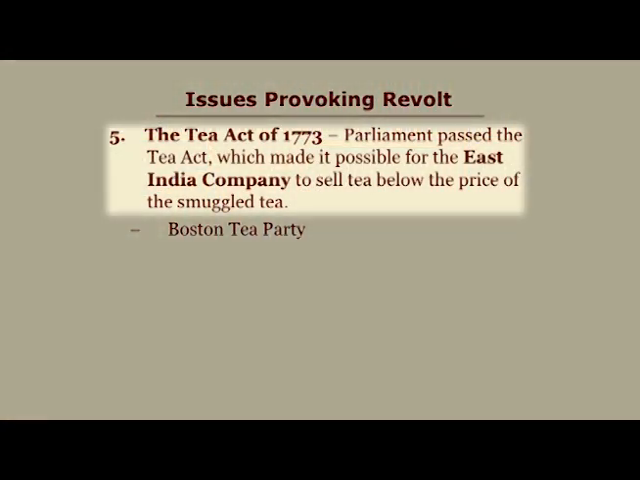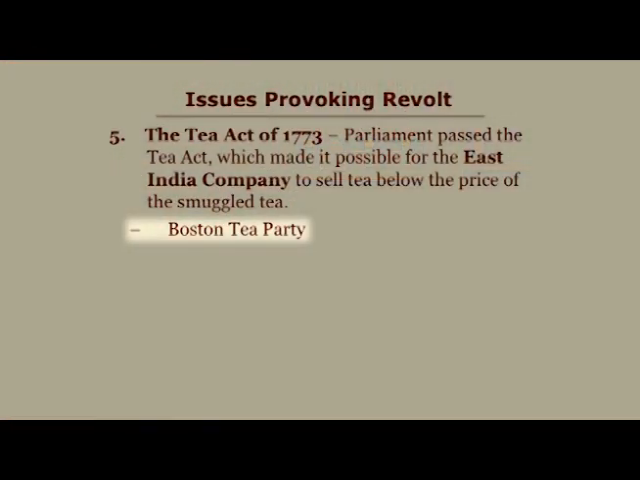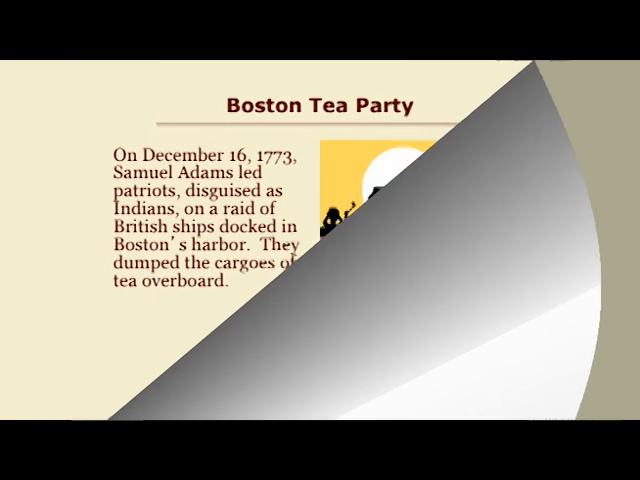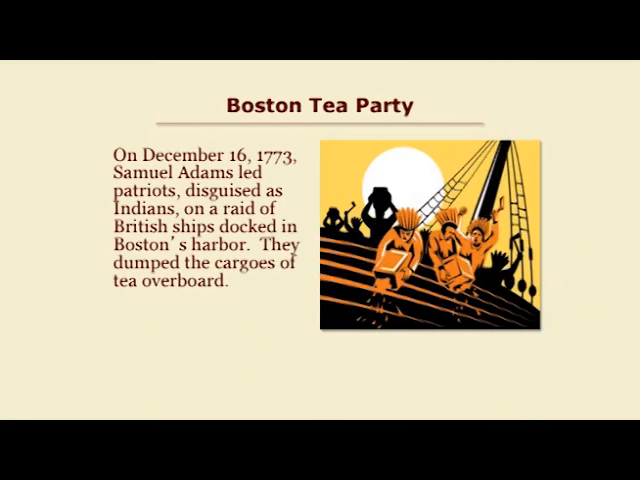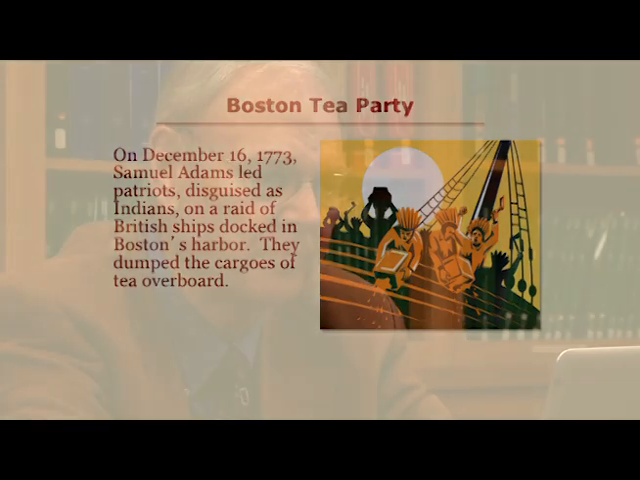The Tea Act of 1773 was Parliament's attempt to stop this smuggling. And it made it possible for the East India Company, the seller of most of the tea, to sell below the price of the smuggled tea, so that the British merchants could at least capture some of the profits, and there could be some taxes gathered as well. The result of that act was the Boston Tea Party, where tea was thrown into the harbor. That was done on December 16, 1773, with Samuel Adams leading the Patriots, who were disguised as Indians. They dumped that tea overboard.